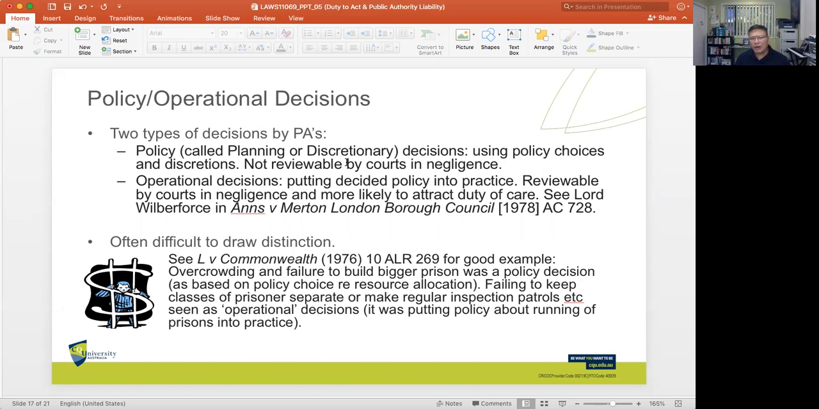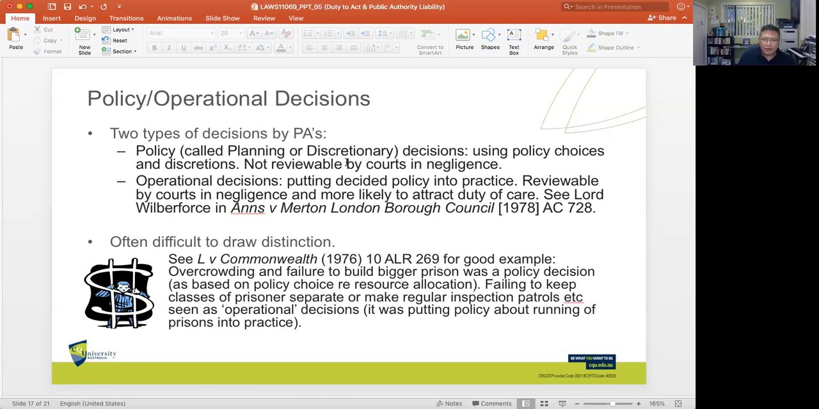Now, sometimes it can, however, be difficult to draw a distinction between what is an operational decision and a policy decision because they can really be intermixed. So for example, when there is overcrowding and a failure to build a bigger prison system, would that be a policy decision or is that an operational decision, especially in terms of how to avoid or minimize overcrowding? The failure to keep classes of prisoners separate, those who are high-risk prisoners, vulnerable prisoners, very violent prisoners, and so on, the questions about making regular inspection patrols, they can be seen as operational decisions, but it can also be considered to be policy decisions, given constraints about resources.